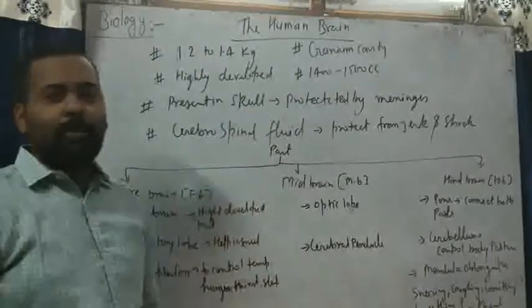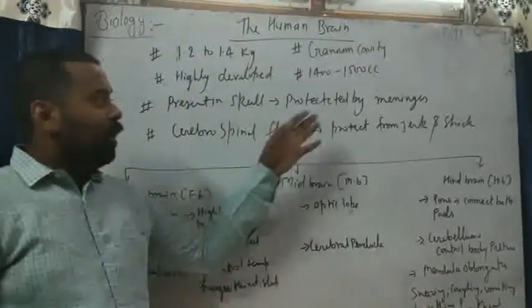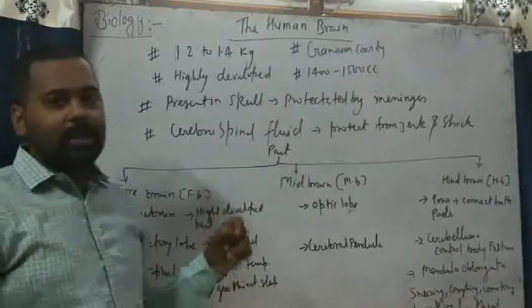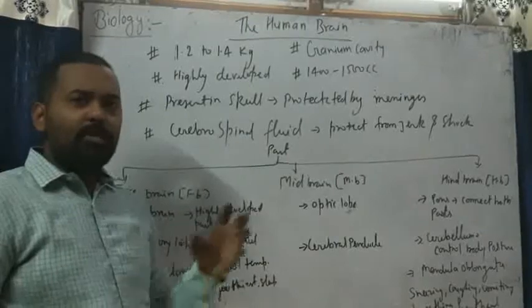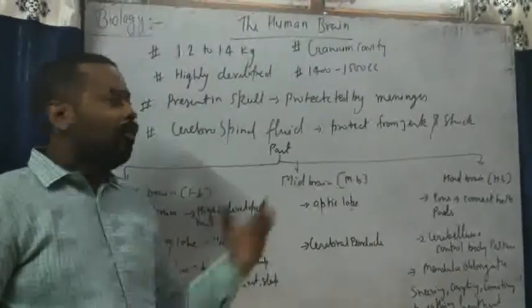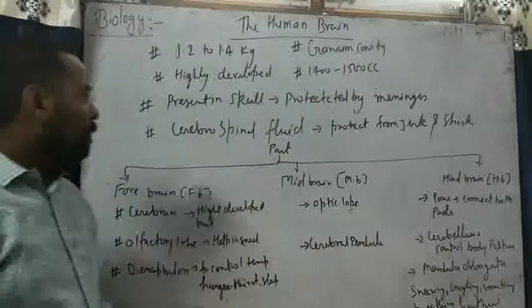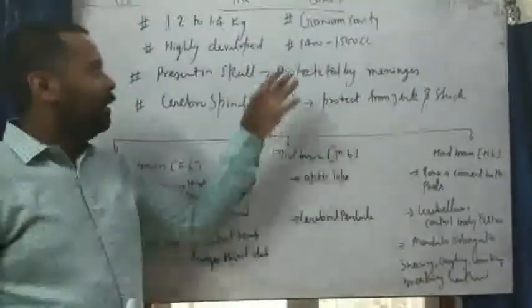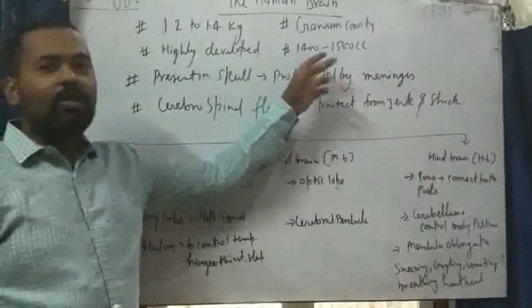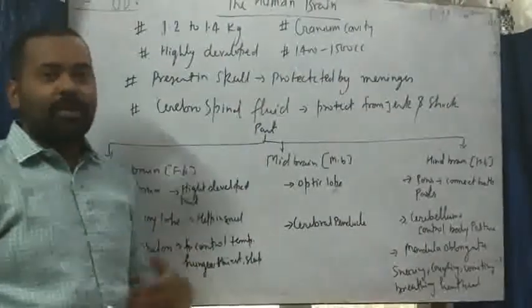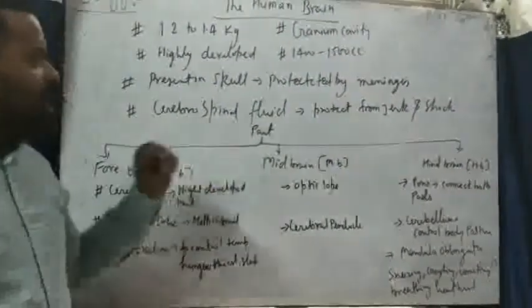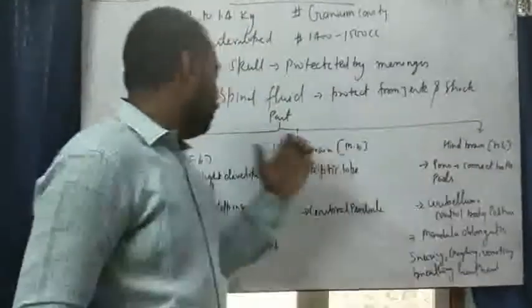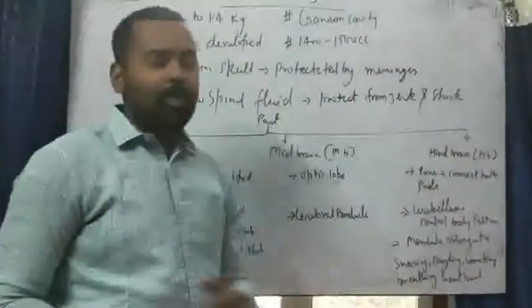Inside the skull, the brain is protected by three layers, and the particular layer is named the meninges. And inside the meninges, cerebrospinal fluid is present, which protects our brain from jerk and shock. The cranial capacity of the brain is 1400 to 1500 cc. It is a highly developed organ. The brain has three parts: forebrain, midbrain, and hindbrain.